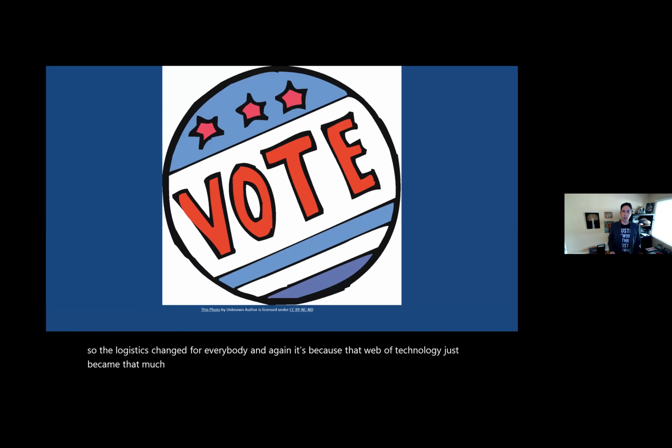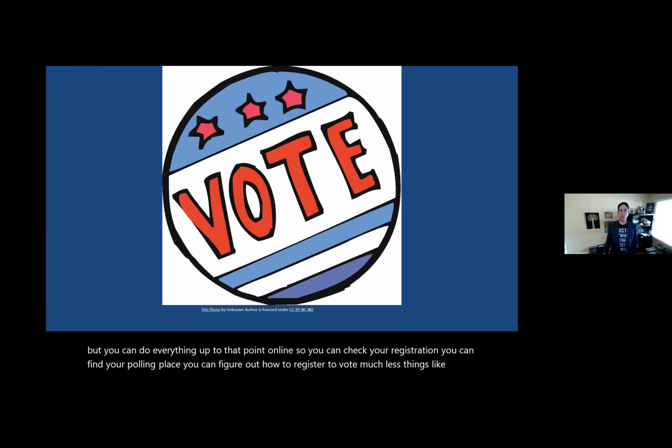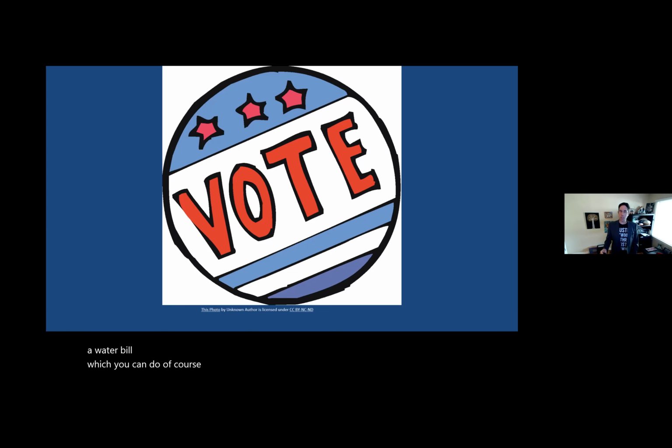Another phase of life is our civic life. So there's an illustration here of a button with vote on it. In Oklahoma, we don't have online voting. Online voting has not caught on in the US. But you can do everything up to that point online. So you can check your registration, you can find your polling place, you can figure out how to register to vote, much less things like paying a water bill, which you can do, of course, through the mail. But a lot of cities, a lot of municipalities, a lot of states, again, in a couple of weeks, pushed everything to the web. They took interactions that were previously in person, permitting, things like that, and they moved it all to the web really, really quickly. So again, that web just got bigger and surrounded us more.